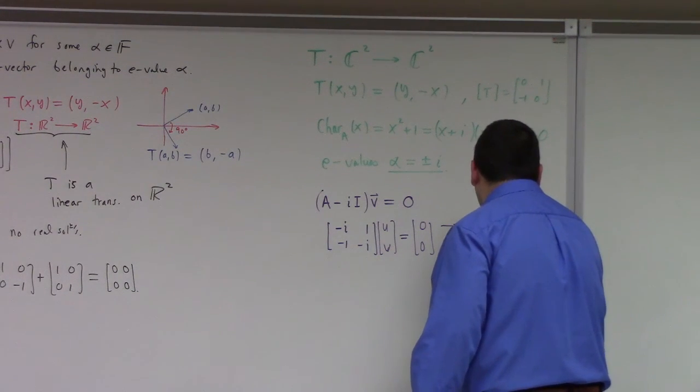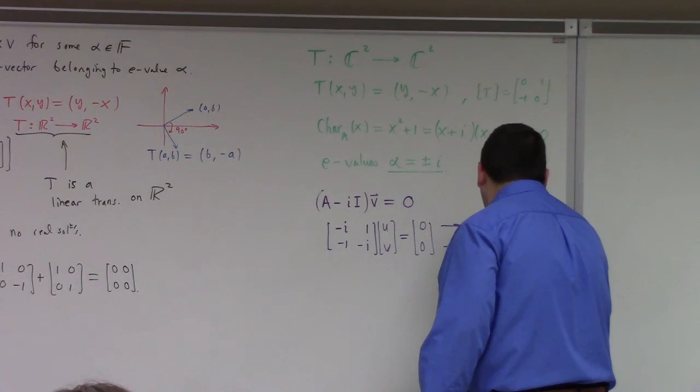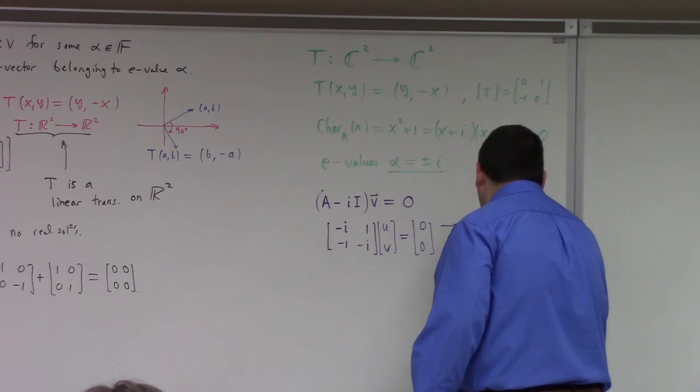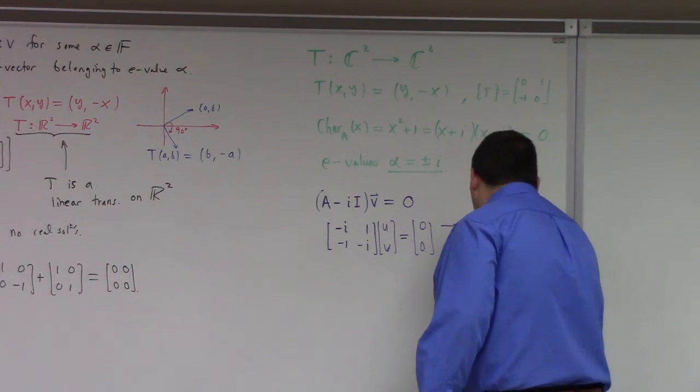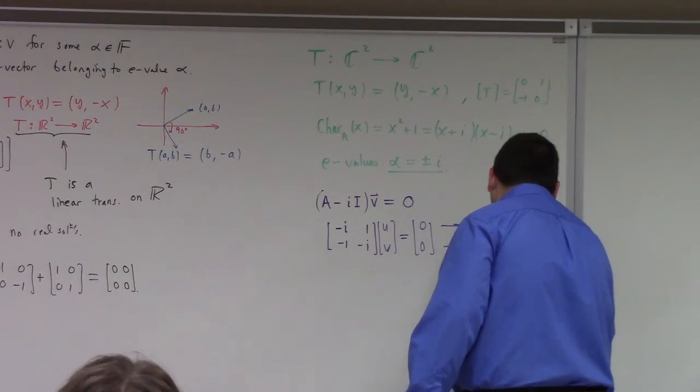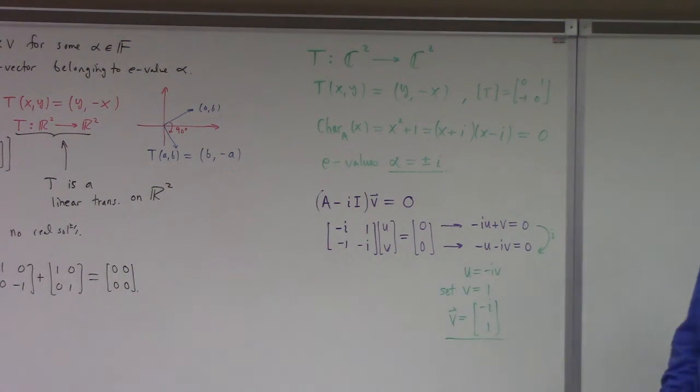I will pick number 2. Number 2 gives me that u is equal to minus i v, and then I set v equals 1 usually, and that gives me the vector v equals (minus i, 1). There's a token eigenvector with eigenvalue i. I won't belabor this point.